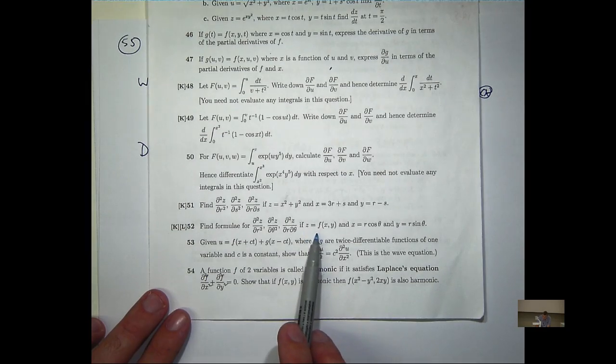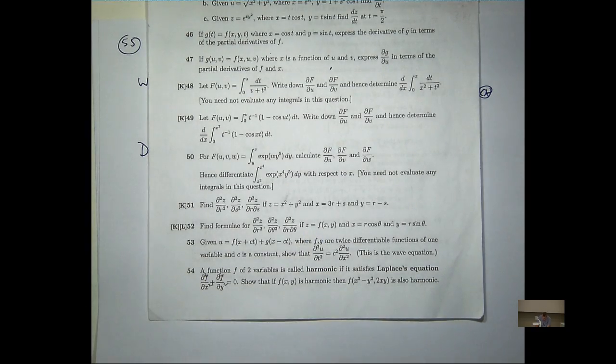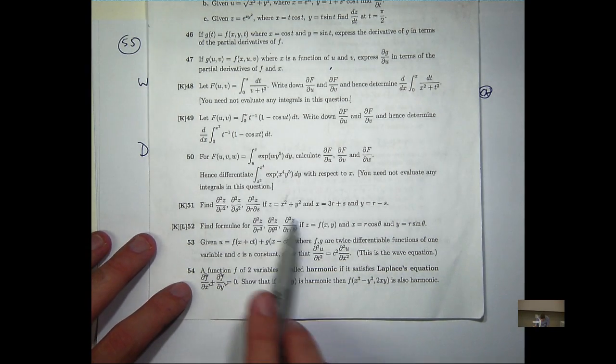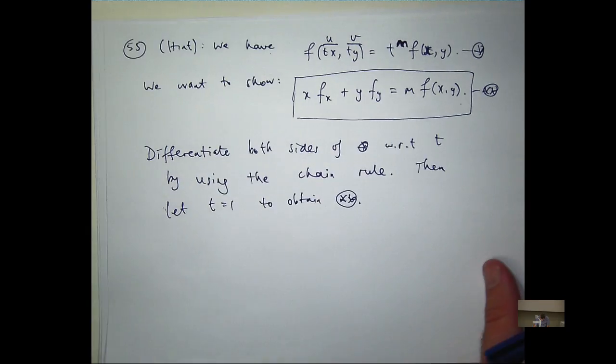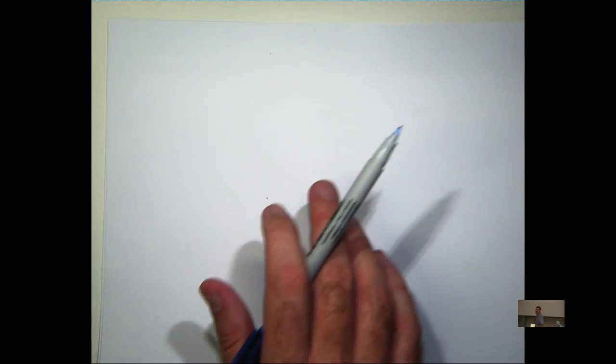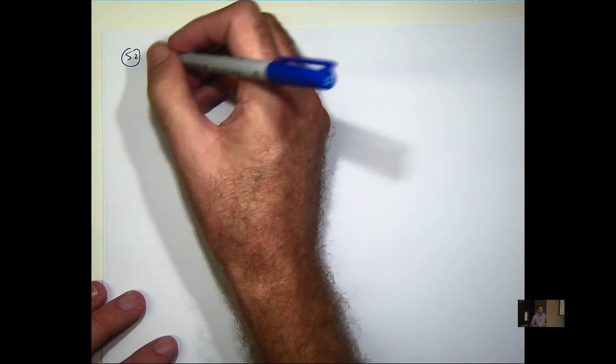Here we've got a function of two variables, f. We do not know what it is. All we know is that x and y have some sort of dependence on these two variables, r and theta, in a polar coordinate kind of fashion. Calculate these second order partials. So it's very similar to the one that I did before. So I'll calculate one of the second order partials and let you guys do the rest.